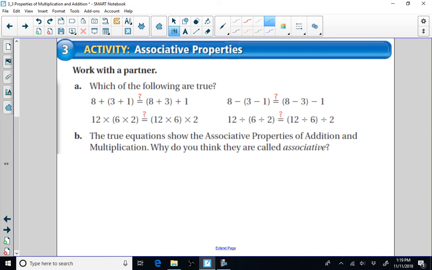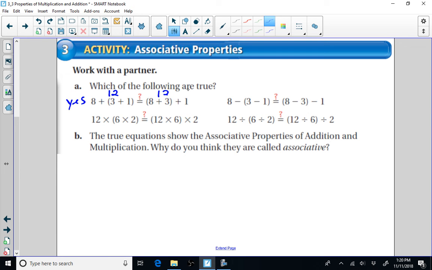If we look at our next example, the associative properties, let's see which are true and which are not true. We'd have to do the parentheses first. 3 plus 1 is 4, 8 plus 4 is 12. So I get 12 over here. 8 plus 3 is 11. 11 plus 1 is 12. So this would be a yes. 8 plus parentheses 3 plus 1 is the same as 8 plus 3 in parentheses plus 1.